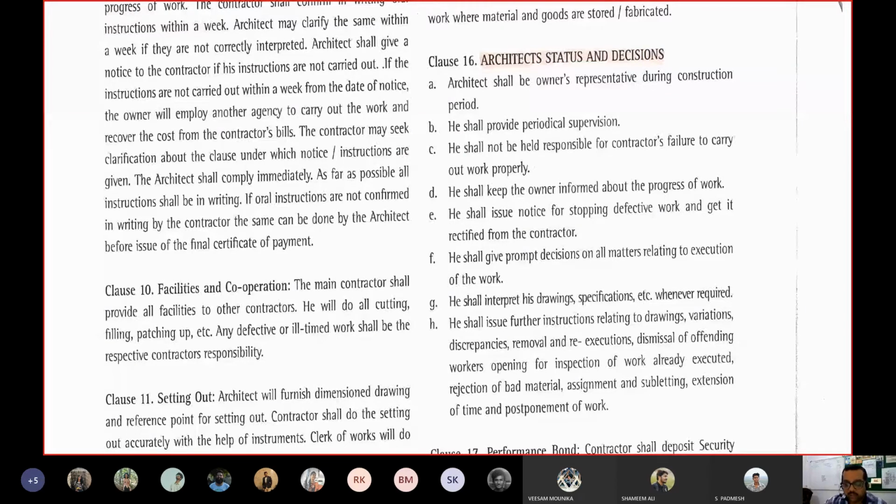Then again, if he feels that there are some workers in the team who are offending, if you have seen this movie Khatta Meetha, okay, there is a comedy movie. So this Rajpal Yadav, an offending worker.